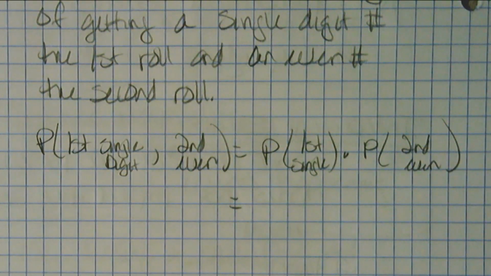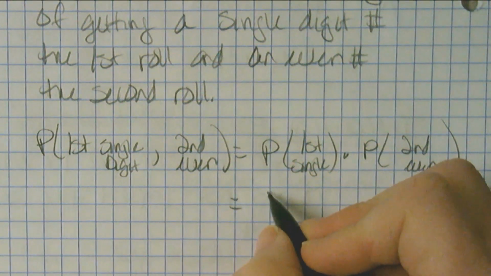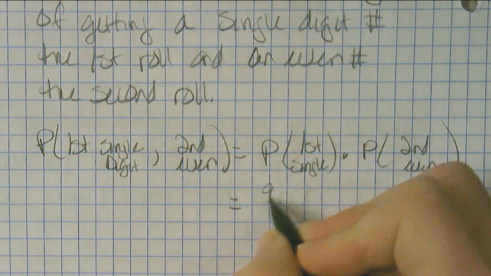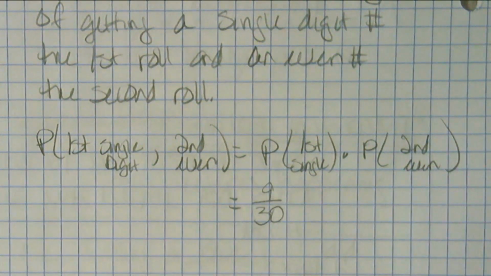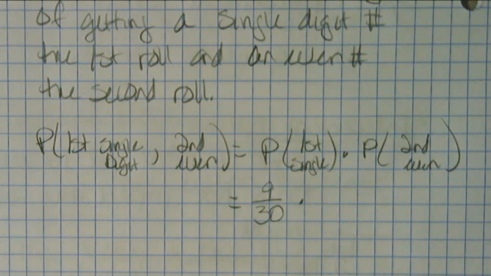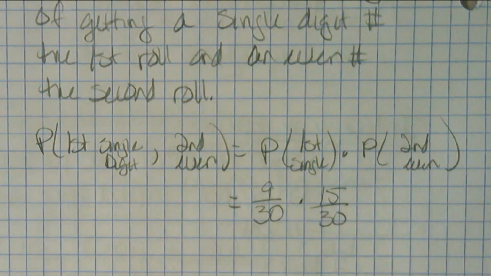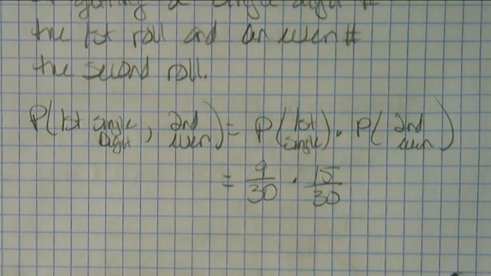So it's the probability of getting a single digit on the first roll, and getting an even number on the second. Jacob, what is the probability of getting a single digit on the first roll? 9 over 30, because there are 9 single digits out of the 30 sides, times, what's the probability, Jacob, of getting an even number on that 30-sided dice? Yep, because half of them are even. How many of you got that?